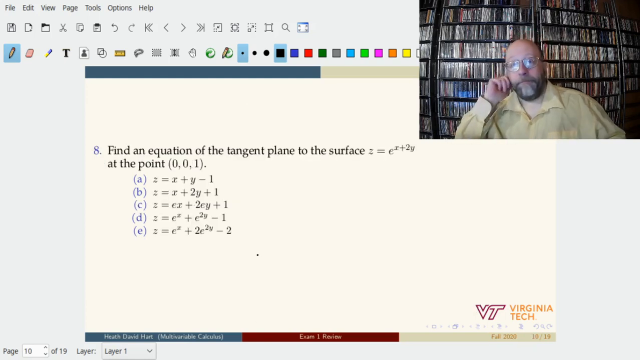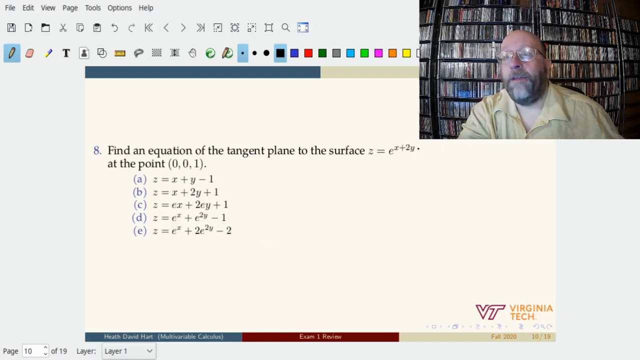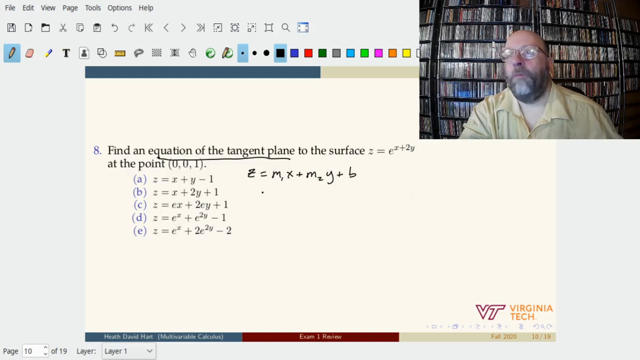Let's keep going. Number 8. Find the equation for the tangent plane to this surface at the point 0, 0, 1. So the equation of a tangent plane looks like z equals a slope in the x direction plus a slope in the y direction plus an intercept. To find the slopes, we need the partial derivatives.